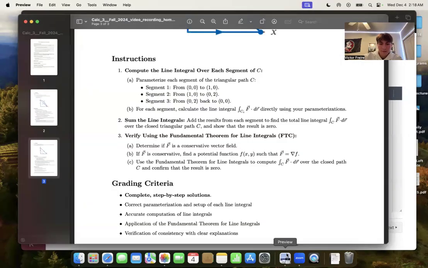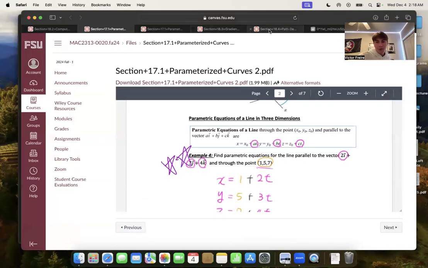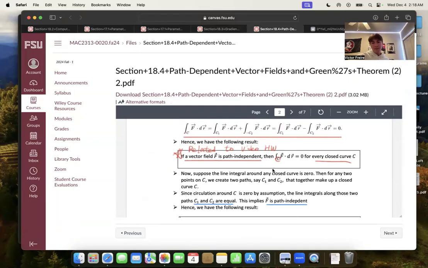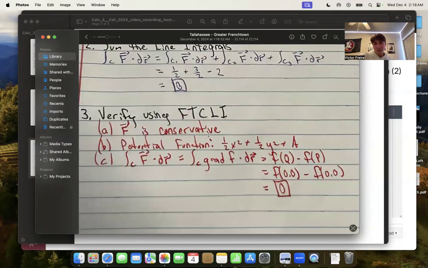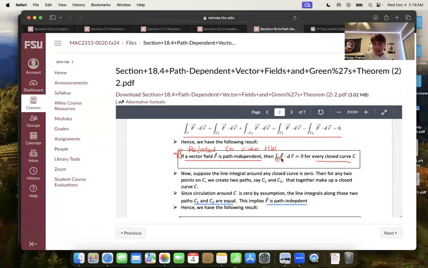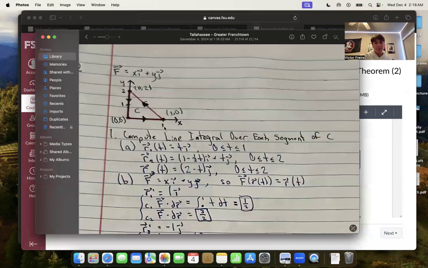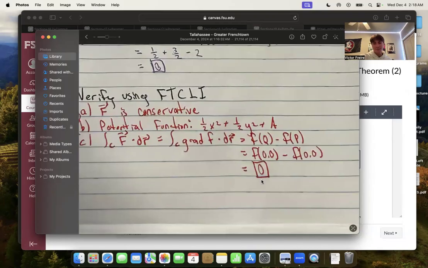And this makes sense. We can go to our 18.4 notes, and we know that if a vector field F is path independent, which we know it is, since we said it was conservative, which is the same thing, then the integral of F dot dr along the path C is going to equal 0 for every closed curve C, which is exactly what we found here. We have this closed curve, so the line integral is in fact 0.